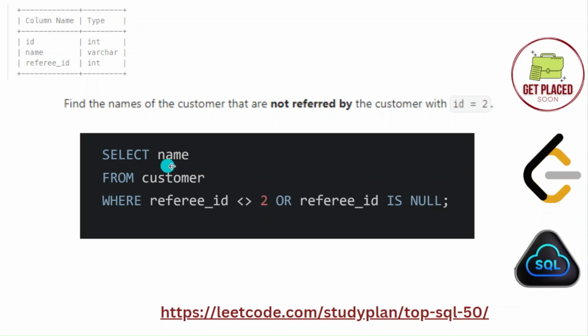Okay. Select name from table name customer, where now we'll write the condition. Not referred by customer ID 2, right? So in the condition we will write referred ID not equal to 2. This is the symbol for not equal to. This we have discussed in the previous video, this comparison operator. If you don't know, make sure you go and check it.